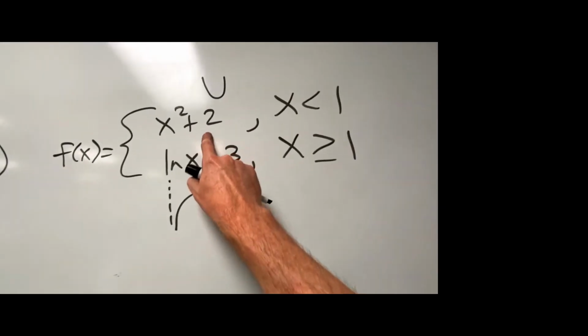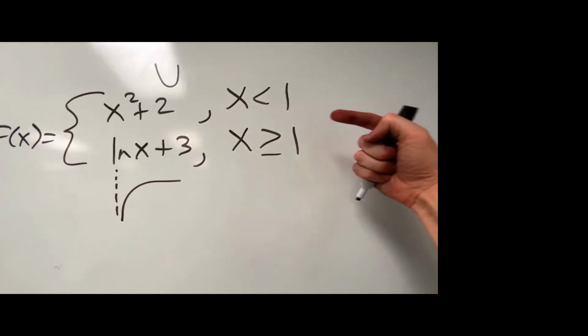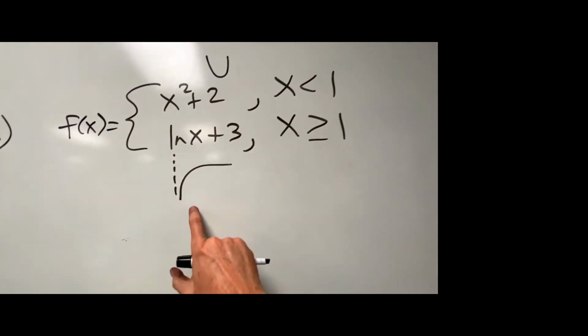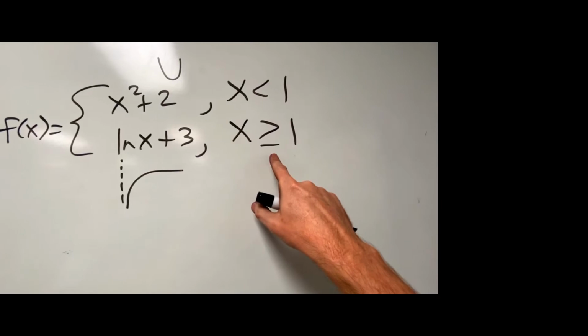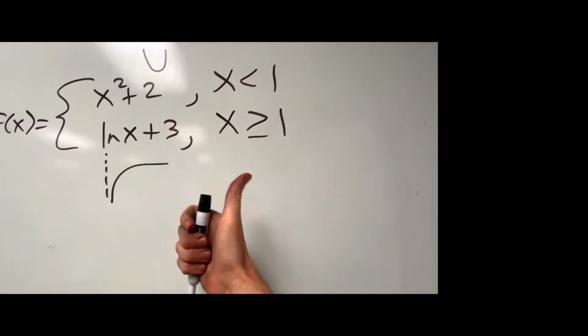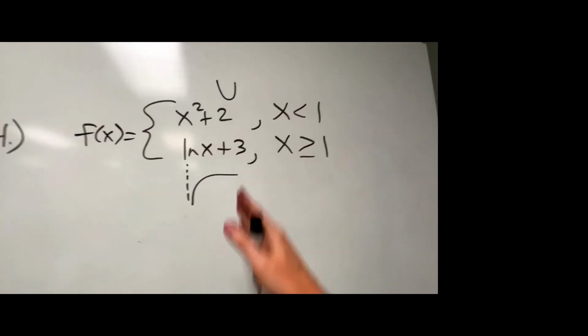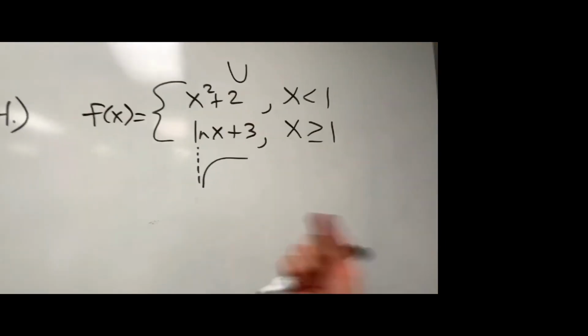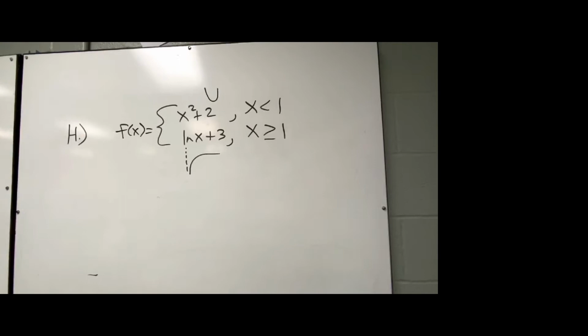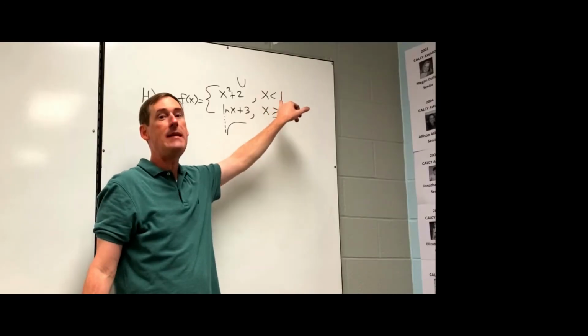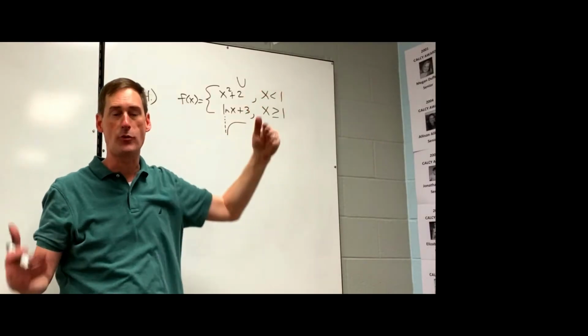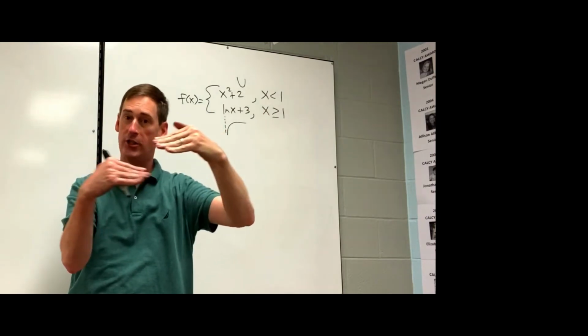The parabola will only be less than 1, to the left of 1. The natural log curve will only be greater than or equal to 1, or to the right of 1. So now you know who's on what side. So we're gonna cut these graphs in half and glue them together basically, okay? Take where they meet. They meet at x = 1. That's where they're gonna be connected, or they might miss each other also.